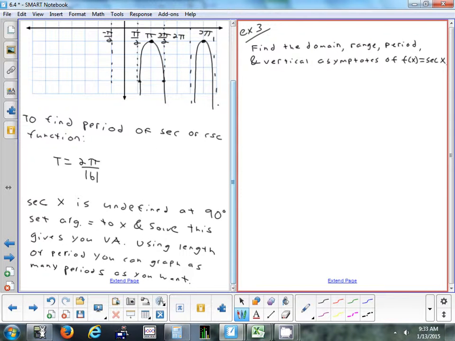So for example 3, I don't want to sketch anything. I just want to write down the domain, the range, period, and the vertical asymptotes. Start with the domain. How would you describe the domain here?